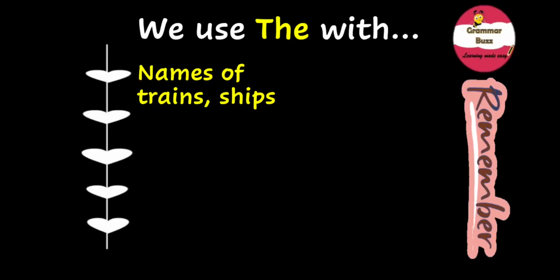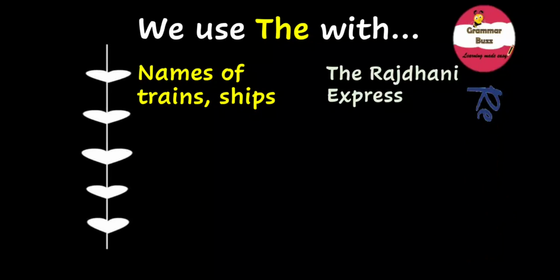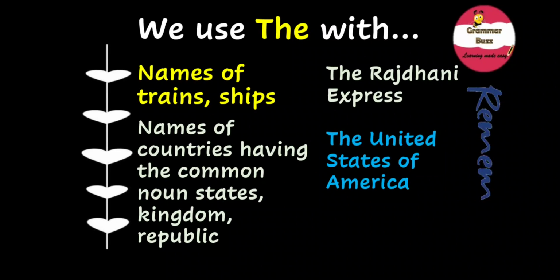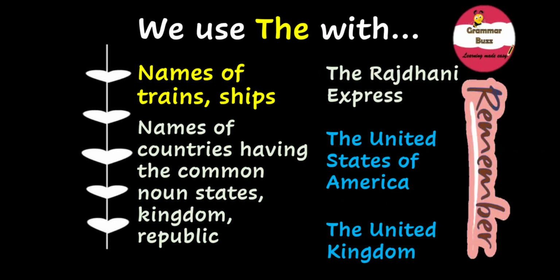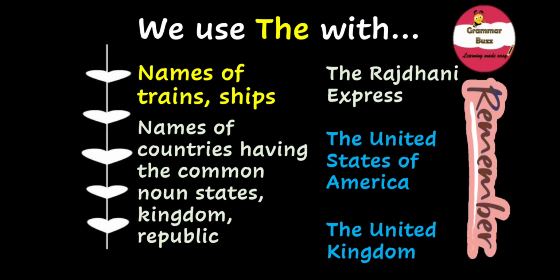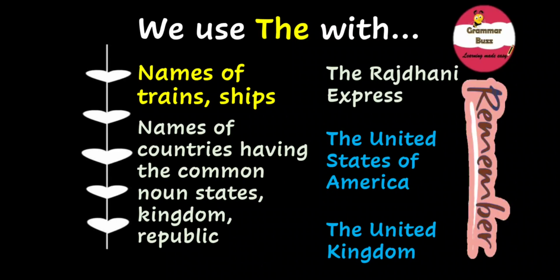Remember, the definite article the is used with names of trains, ships like the Rajdhani Express. It is used with names of countries having the common noun states, kingdoms or republic. For example, the United States of America, the United Kingdom, the Republic of China maybe. I guess you have followed the use of the definite article the completely. So now let us move on to knowing what are the indefinite articles.